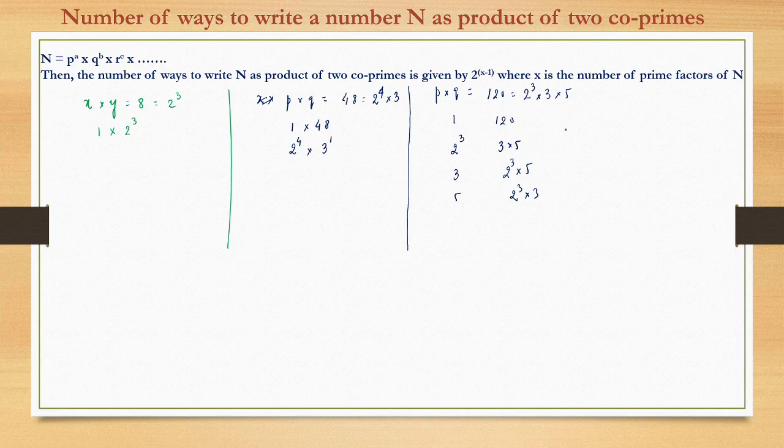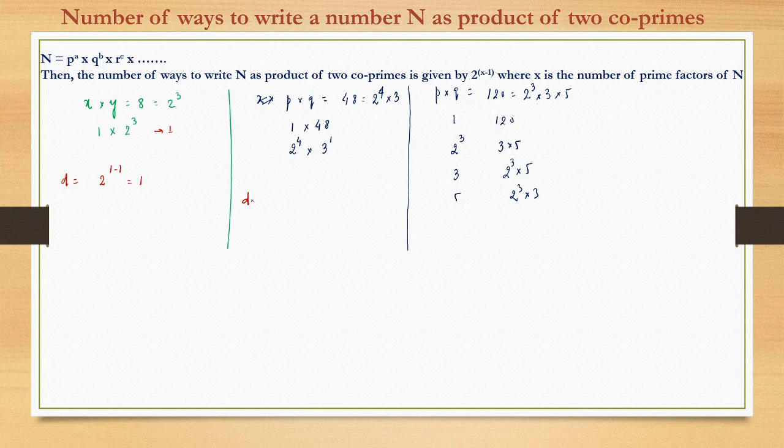So this is 4 ways. This we can count manually also, but if we use a formula, we can get this in real quick time. So what is it? If we see here, we can write any number as a product of two co-primes in, say, d number of ways. That d will be nothing but 2 raised to power the number of prime factors of the number, minus 1. So 8 has only one prime factor, which is 2. So 1 minus 1 is 0, and 2 raised to power 0 is 1, and here also we got 1.